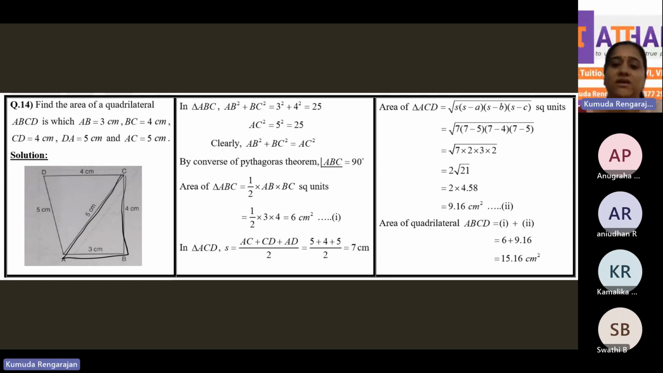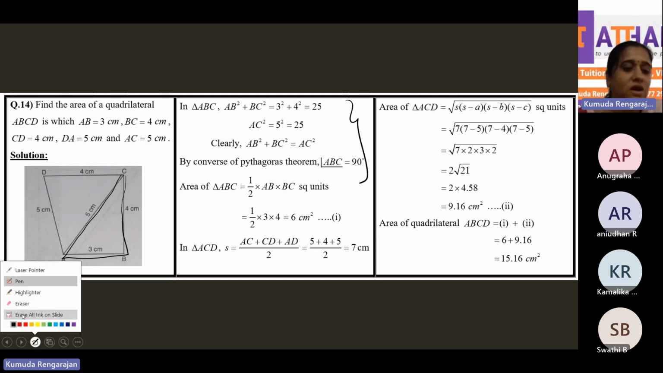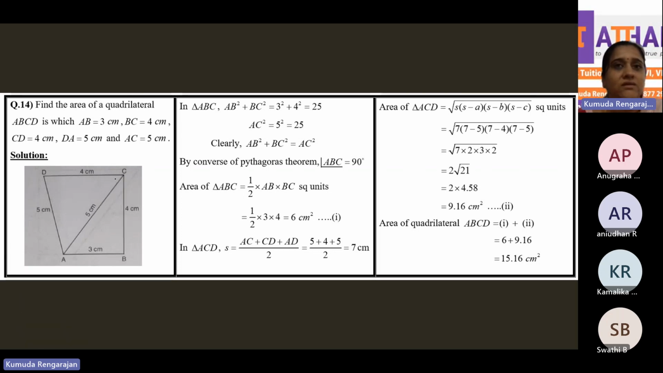You know it is a right triangle, but you have to just show this working. So how do you work this in this triangle? The longest side is 5 centimeters. So square that separately. See here, AC square. Look at the board. Square it separately. 5 square is 25.